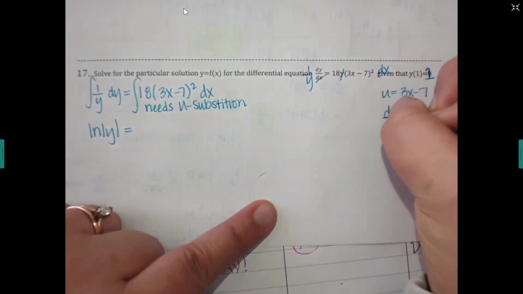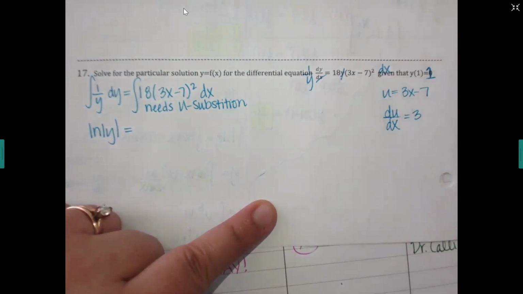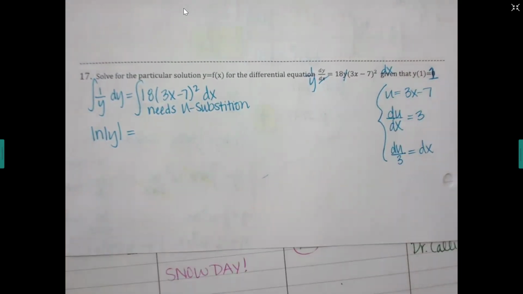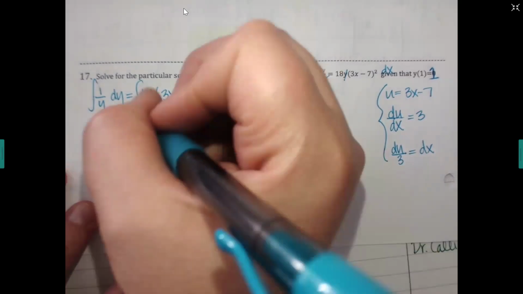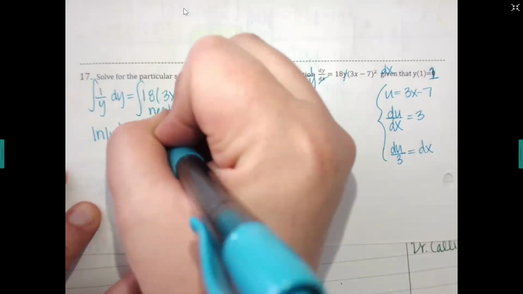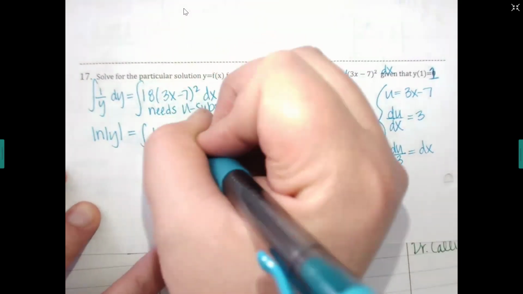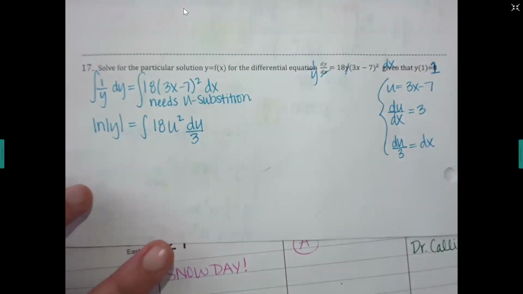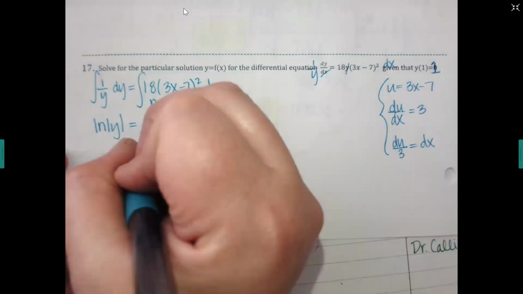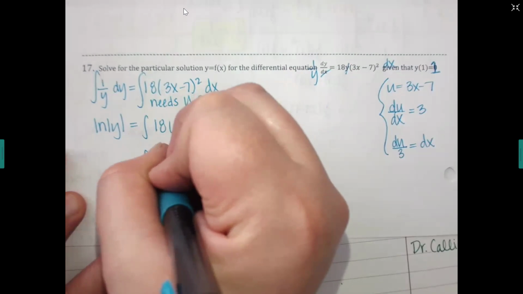That means that du dx is just a 3, which means that a du over 3 is going to replace my dx. So now we're ready to swap, guys, come on, pull together. So I have an 18 u squared du over 3. And then my 18, since I left it over there, now I have something to divide the 3 with, right? So 18 divided by 3 is how many? So this is a 6u squared.